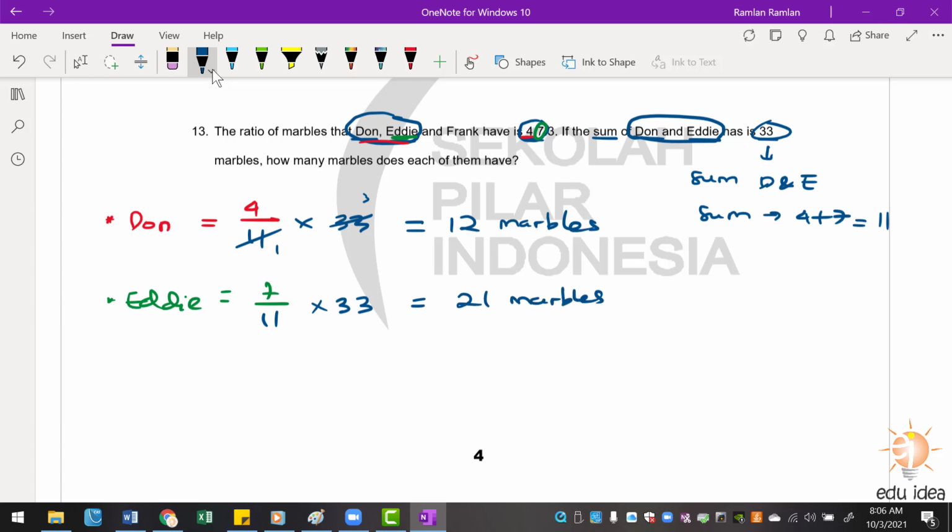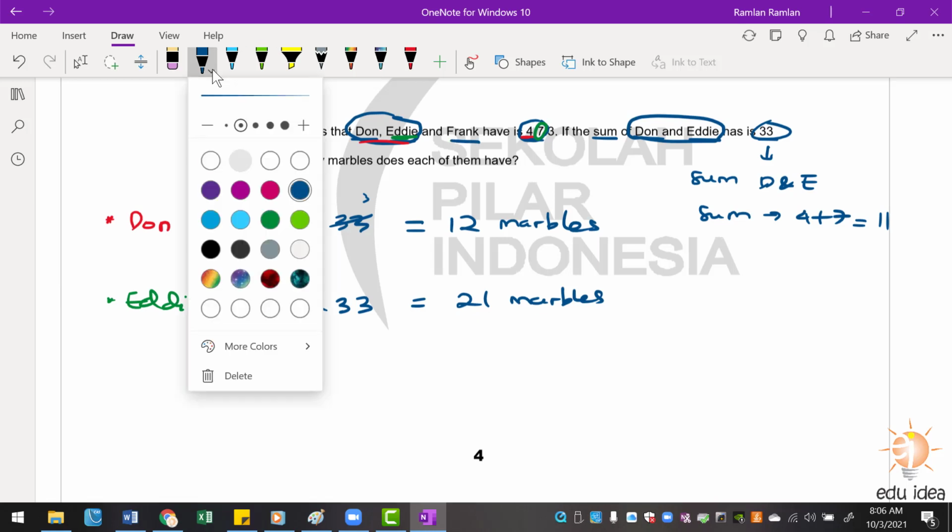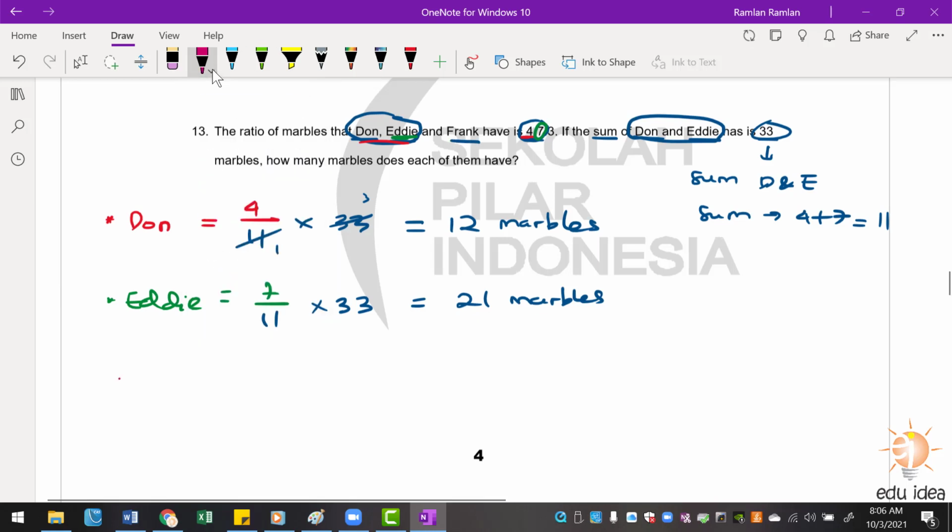And then the last one is Frank. Frank is represented by 3, right? So it's 3 over 11 times 33, and then you will get 9 marbles.